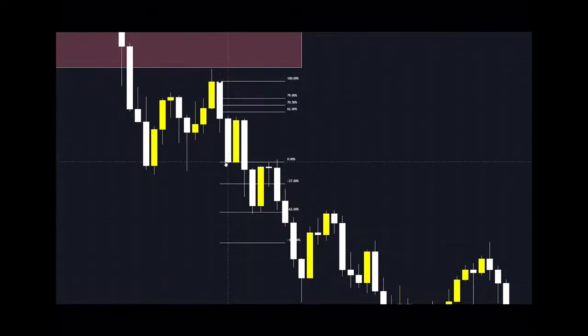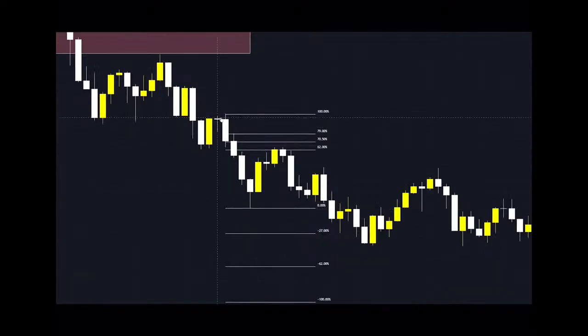So first impulse swing down, retracement up, didn't get an entry from the optimal trade entry zone. Now this one, after the impulse, retraced into the optimal trade entry.